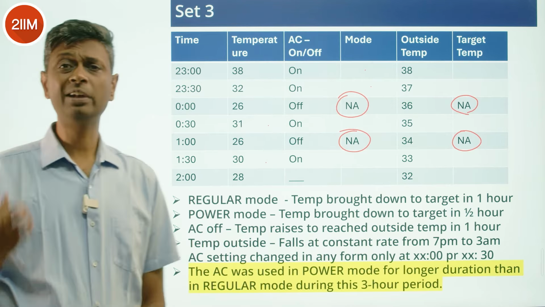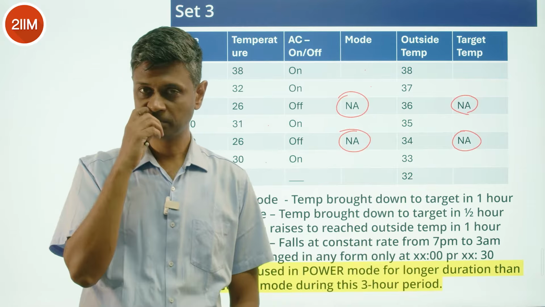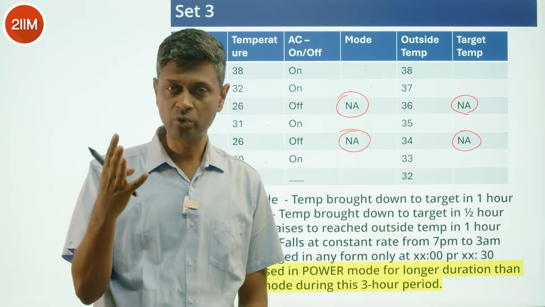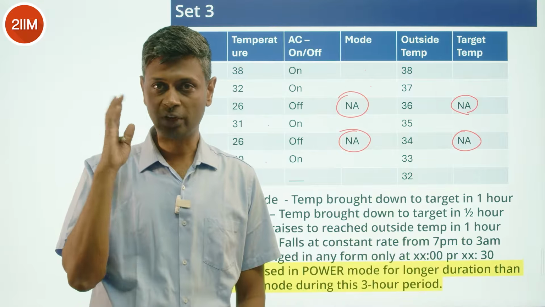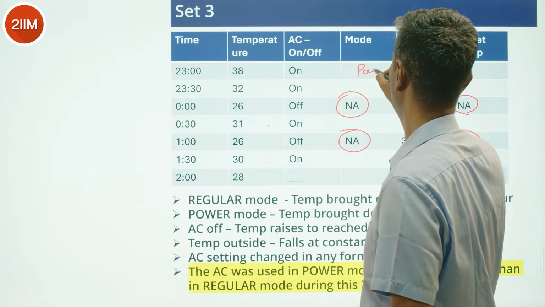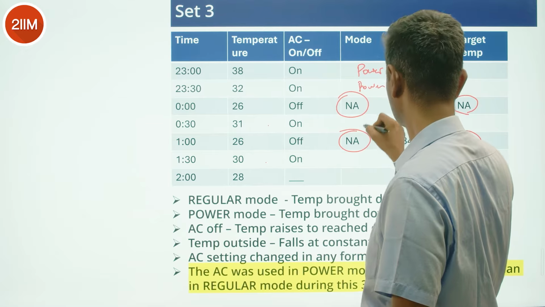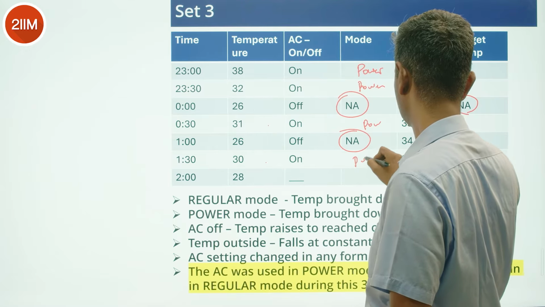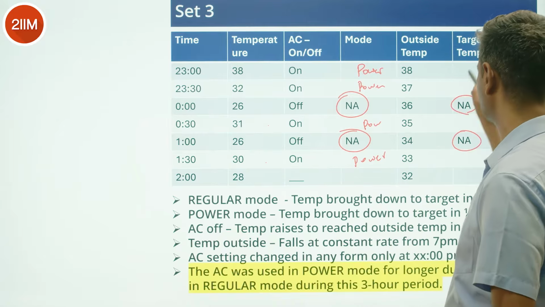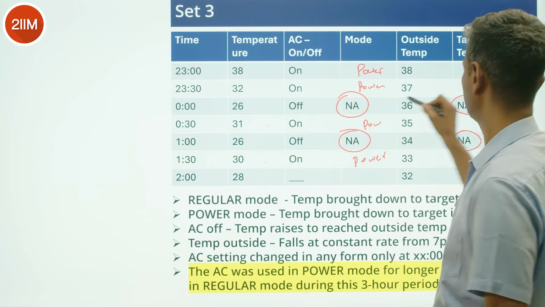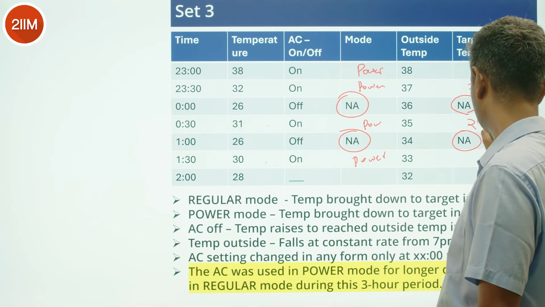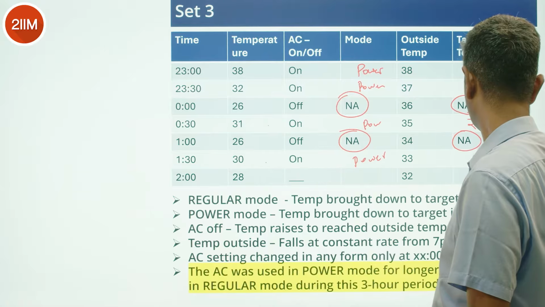So power and regular could have been 3-1 or 4-0. 3 slots of power mode, 1 slot of regular mode, or 4 slots of power mode, 0 slots of regular mode. And 4 of power mode, that means all of these are power mode: on and kept on power, on and kept on power, on and kept on power mode, on and kept on power mode. That means 38 to 32 it goes in half an hour, target temperature is 32. 32 to 26 in half an hour, 26. 31 to 26 in half an hour, target temperature 26. 30 to 28 in half an hour, target temperature 28.